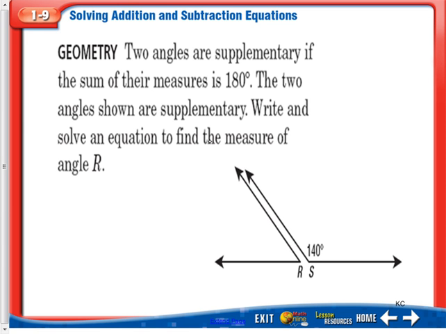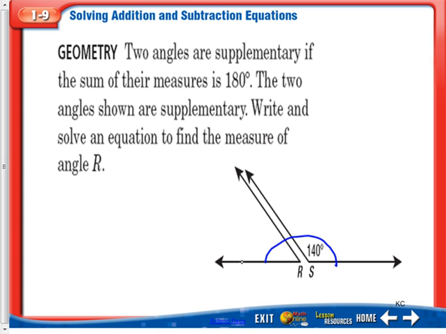All right, two angles are supplementary if the sum of their measures is 180 degrees. Okay, so it's showing that these two angles are supplementary, meaning that this angle plus this angle equals 180 degrees. We can tell that because this is a straight line. 180 degrees is a straight line.